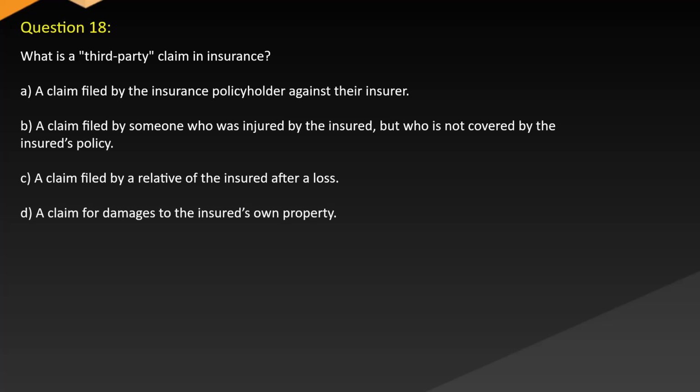Question 18. What is a third-party claim in insurance? A. A claim filed by the insurance policyholder against their insurer. B. A claim filed by someone who was injured by the insured but who is not covered by the insured's policy. C. A claim filed by a relative of the insured after a loss. D. A claim for damages to the insured's own property.